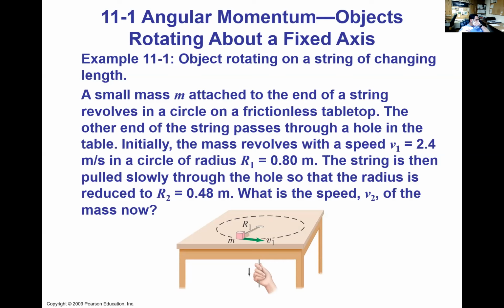Initially, the mass revolves with a linear speed of 2.4 meters per second in a circle with a radius of 0.1 meters. The string then is slowly pulled through the hole towards the center until it has a radius of 0.48 meters. What is the speed of the mass now? Okay, so I'm going to switch to a whiteboard to work on this.